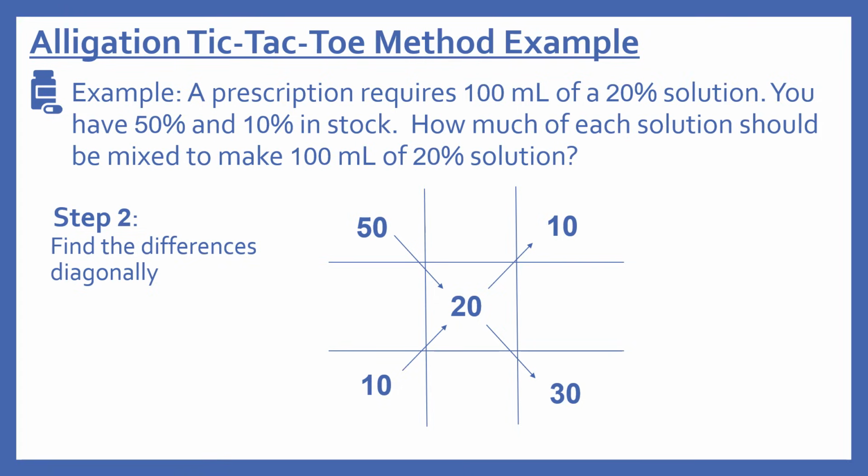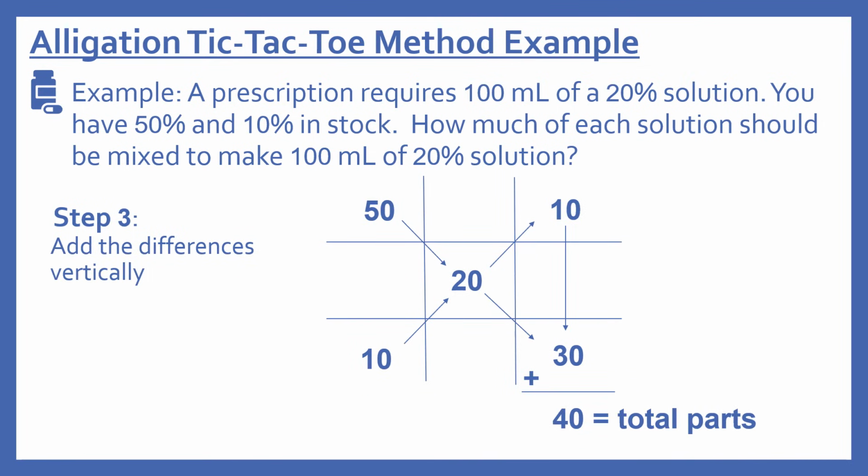Now we're going to find the differences diagonally. So with the high concentration, the difference between 50 and 20 will give us 30, and we'll put that in the bottom right. And then diagonally for the low concentration, the difference between 10 and 20, that gives us 10, and we'll put that in the top right.